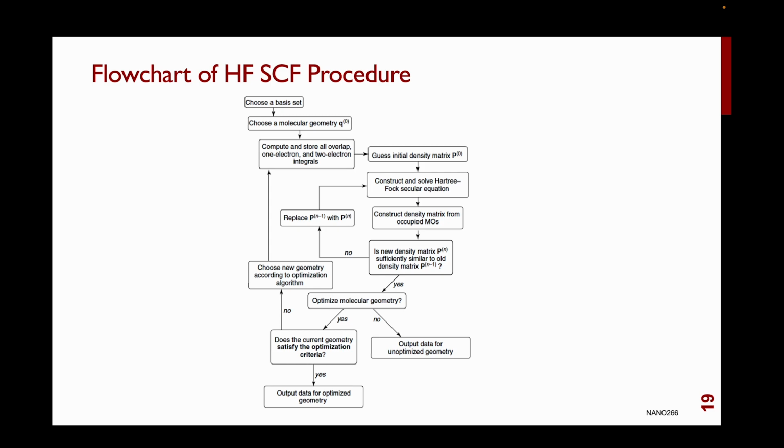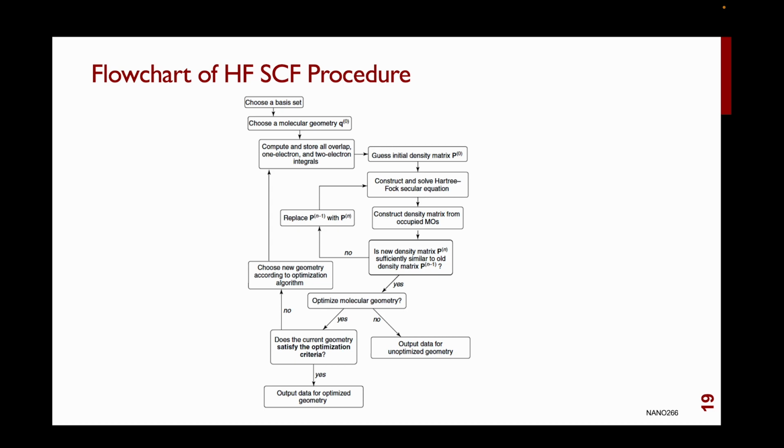If it is sufficiently different, what I would do is do this electronic self-consistent loop again and again. I'm going to take this new density matrix, replace my guess molecular orbitals with my new molecular orbitals, and just keep looping this until I get a good set of density matrices, or a good set of wave functions.